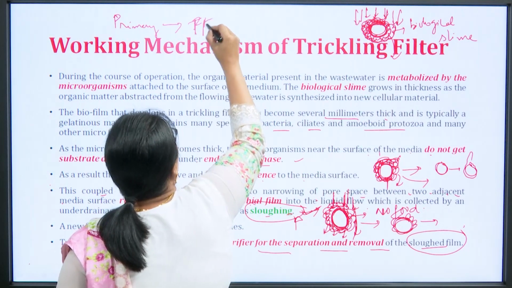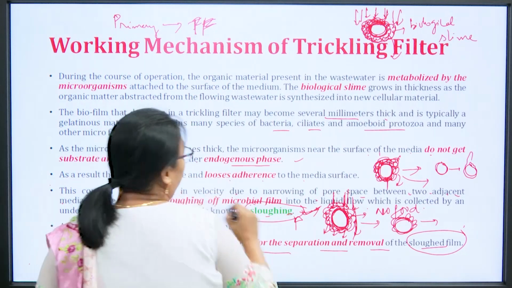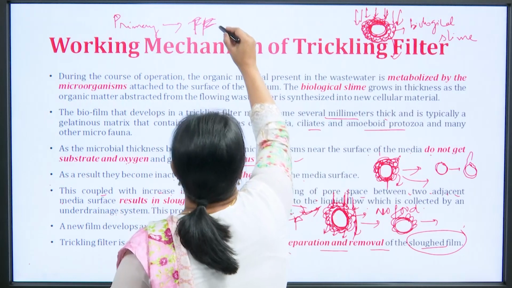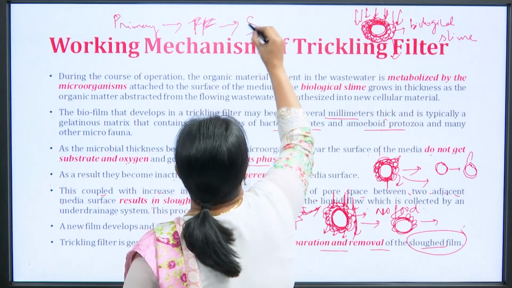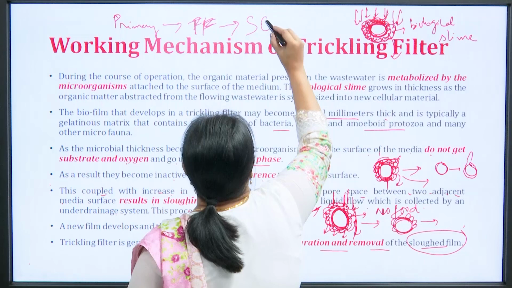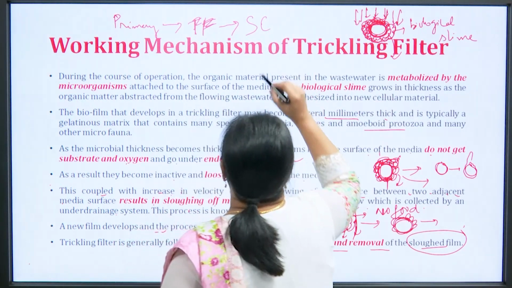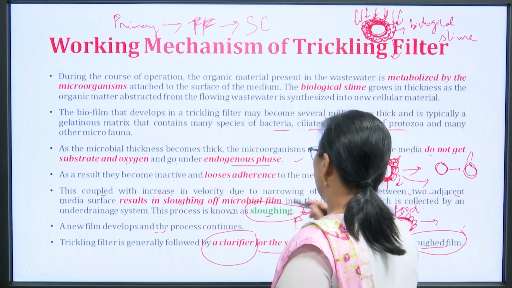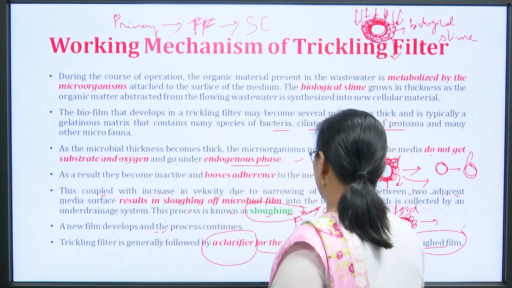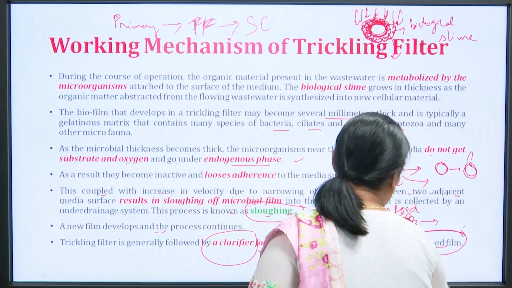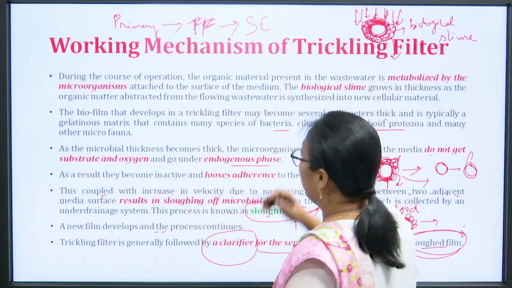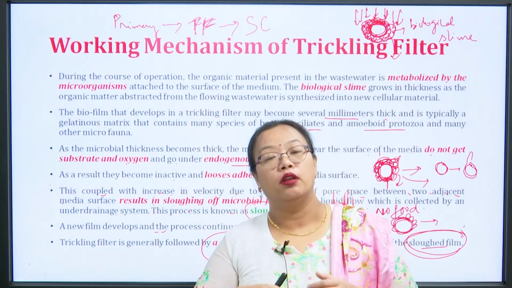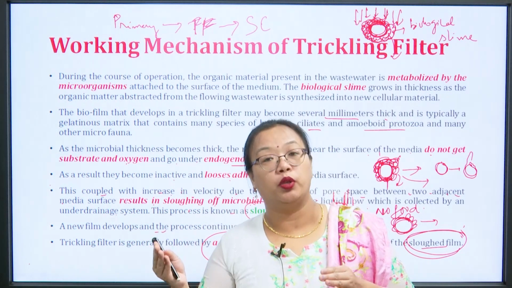After trickling filters, what will we have? They will be followed by a secondary clarifier, or secondary sedimentation tank. Why? Because the effluent will have all of these microbial films, this sludge, sloughed films. They are the sludge. So in the secondary clarifying system, they will be sedimented, and the effluent that goes off will be of quite good quality.